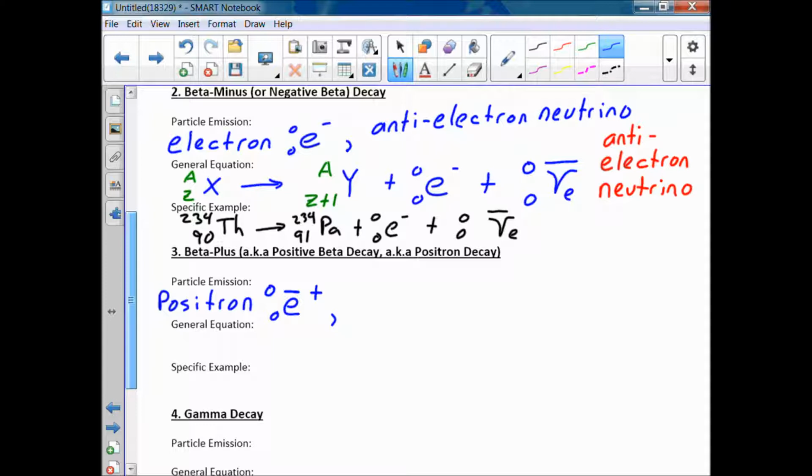And it releases an electron neutrino. Not an anti-electron neutrino, just an electron neutrino.